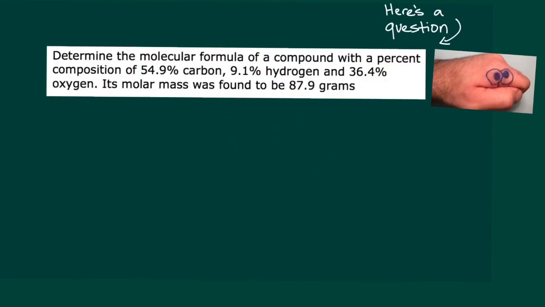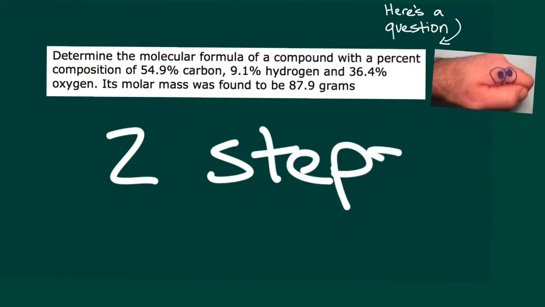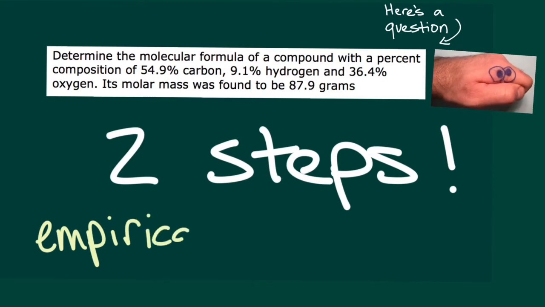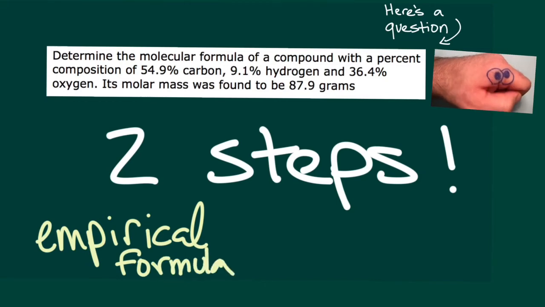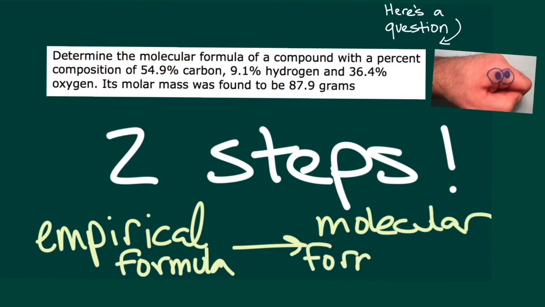Here's the question. Determine the molecular formula of a compound with a percent composition of 54.9% carbon, 9.1% hydrogen, 36.4% oxygen. Its molar mass was found to be 87.9 grams. This is a two-step problem. First, you have to find the empirical formula, the lowest ratio of elements per compound. Then you find the molecular formula, the true number of elements in the compound.